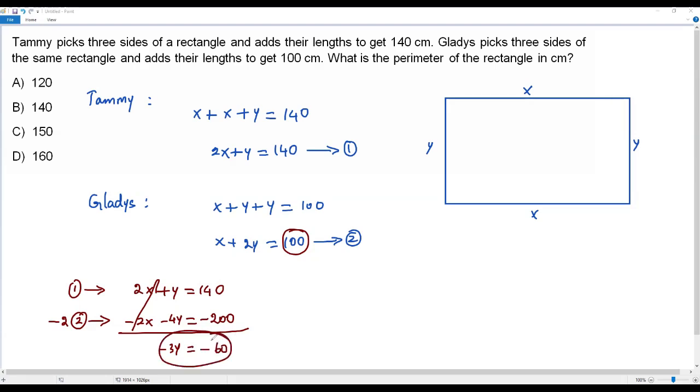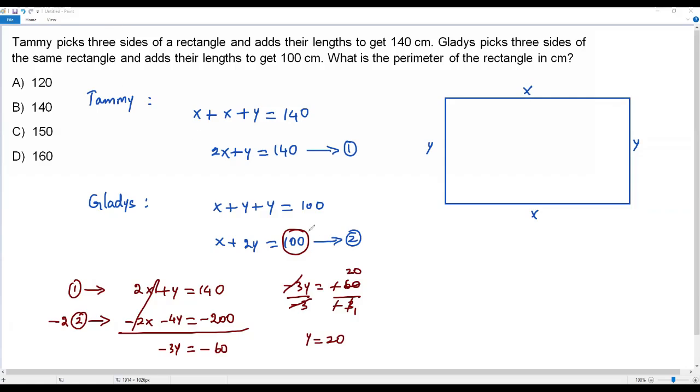Now I have to solve for y in this equation. Let me write the equation over here: -3y = -60. To solve for y, I have to divide both sides by -3. When I do so, this -3 will cancel out. This negative will cancel. 3 goes into 3 one time. 3 goes into 60 20 times. I am getting y = 20.